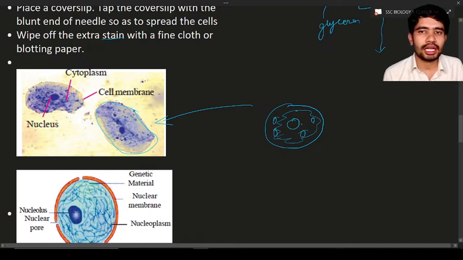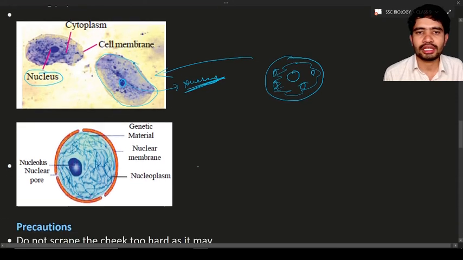So here the small blue color dots, whatever blue color dots you can see here, this is known as nucleus. Okay, this nucleus is present almost in the center of the cell. So by this way you can observe. Mainly our aim is to observe the nucleus. Yes, we can see the nucleus over here. The nucleus is present over here, we can clearly see. Okay, so this is about observation of nucleus in the cheek cells.